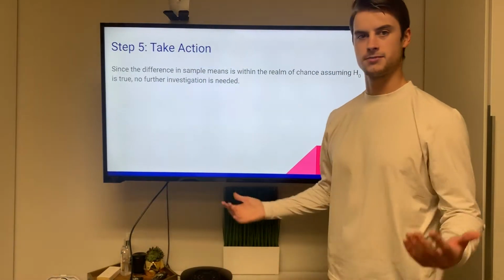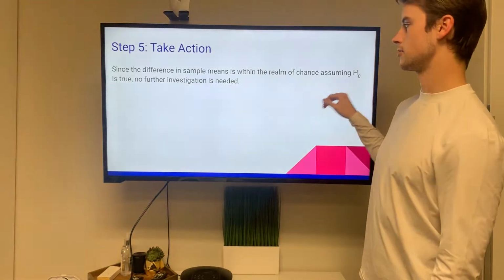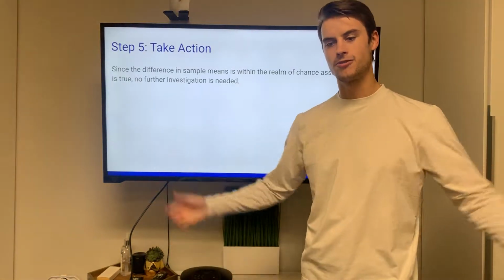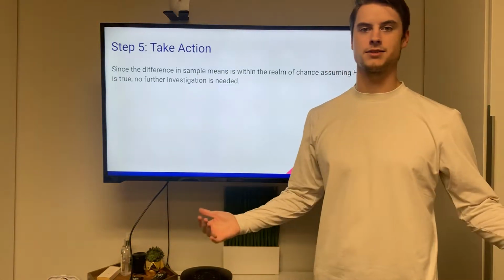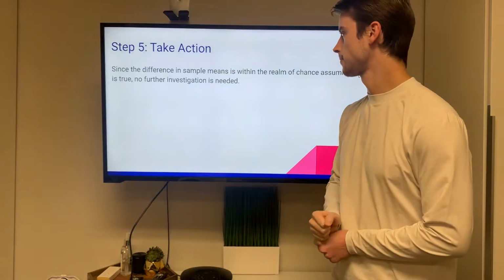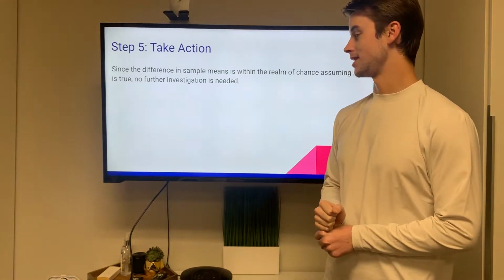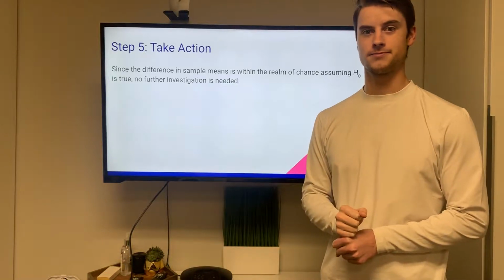So take action. What does it mean to take action? Since the difference in sample means is within the realm of chance, assuming the null hypothesis is true, no further investigation is needed, no actions need to be taken, we're good to go. We've done our job. Congratulations. That is our step-by-step look into the life of a two-sample hypothesis test.